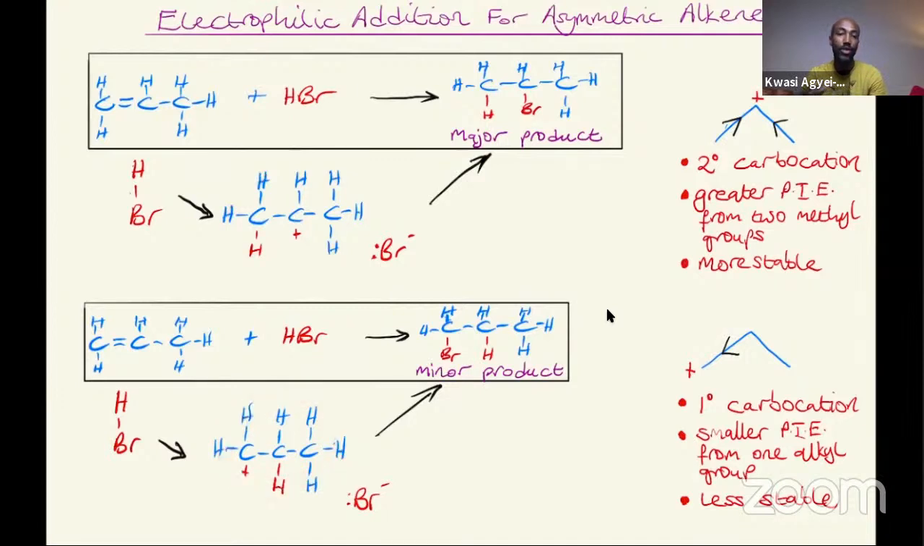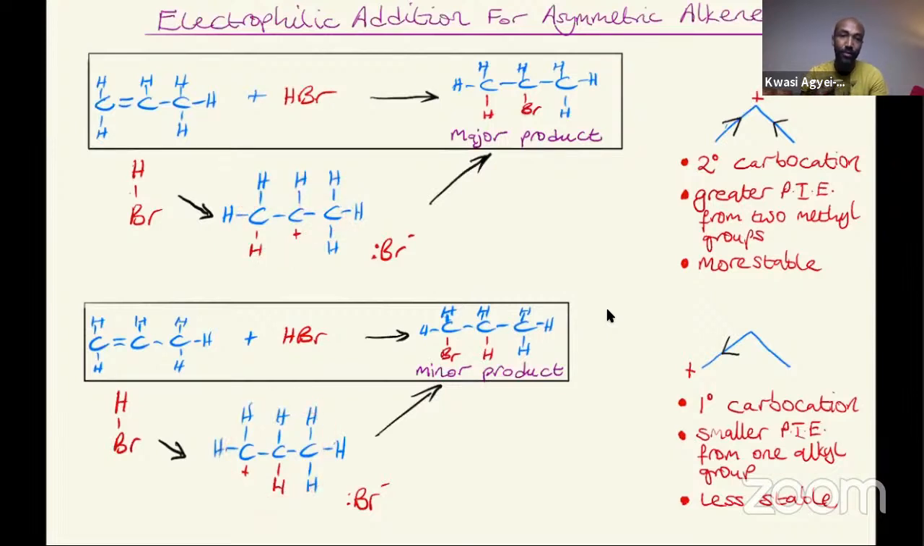Now, the question is, which of these two carbocations is going to be the more favored and would lead to the major product? That major product is formed from this carbocation here, which is the secondary carbocation. Why is it a secondary carbocation? It's because this carbon here has two methyl groups, two alkyl groups bonded to it. This here is a primary carbocation because it's only got one alkyl group bonded to it. Now there is a significant difference in stability between this secondary carbocation and this primary carbocation.